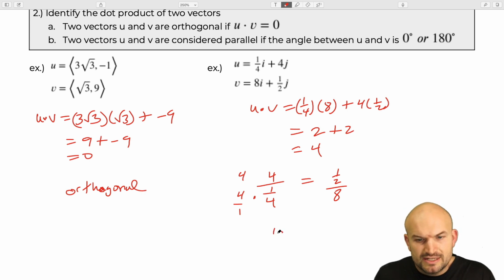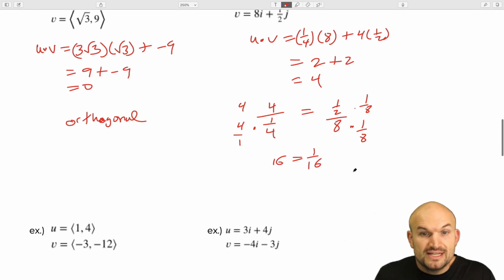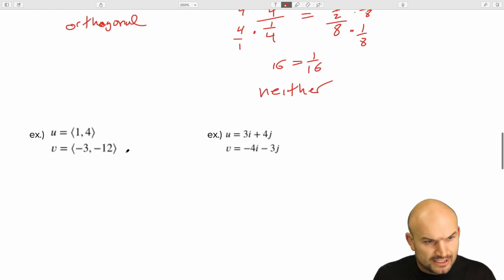And what you'll get here is 16, but if you multiply by the reciprocal over here, you get 1 over 16. So these are not parallel nor orthogonal, so these are neither. All right, let's go and take a look at another one.